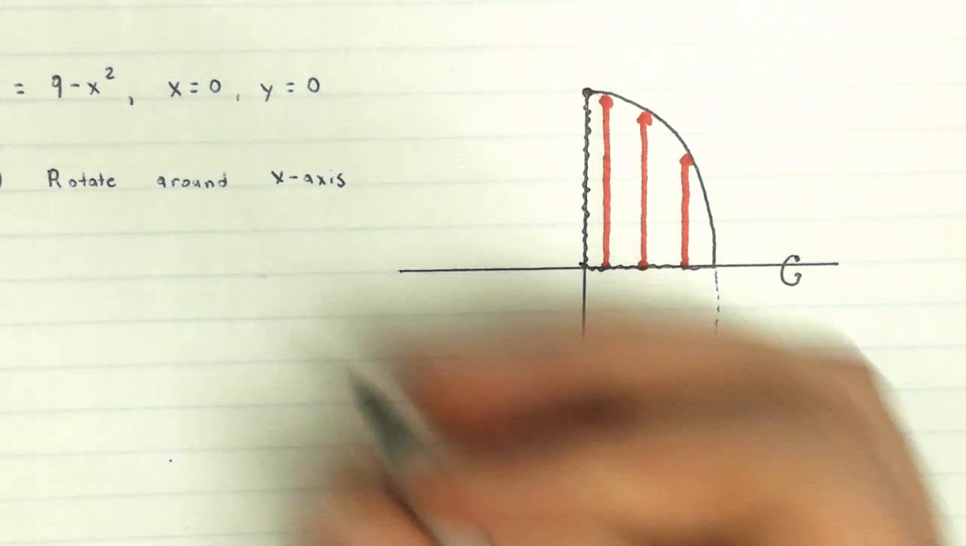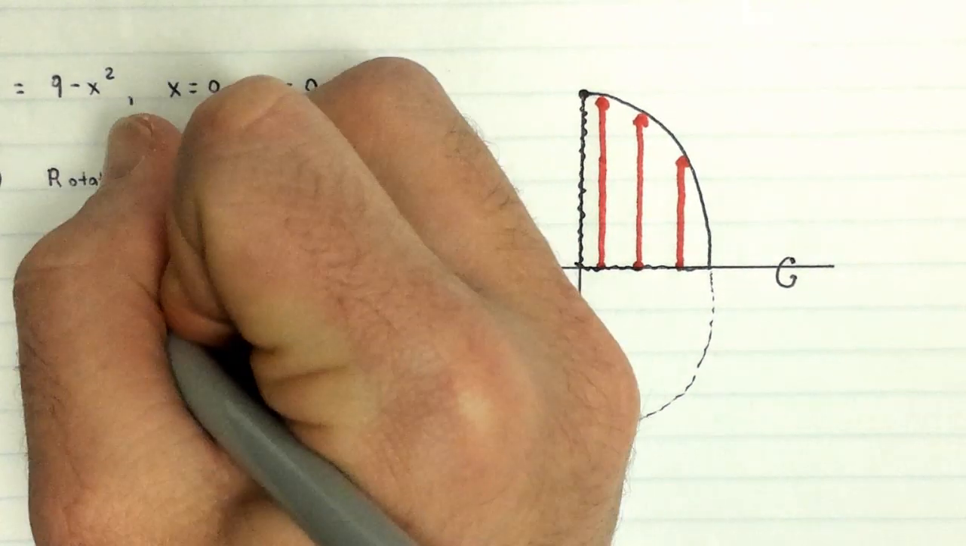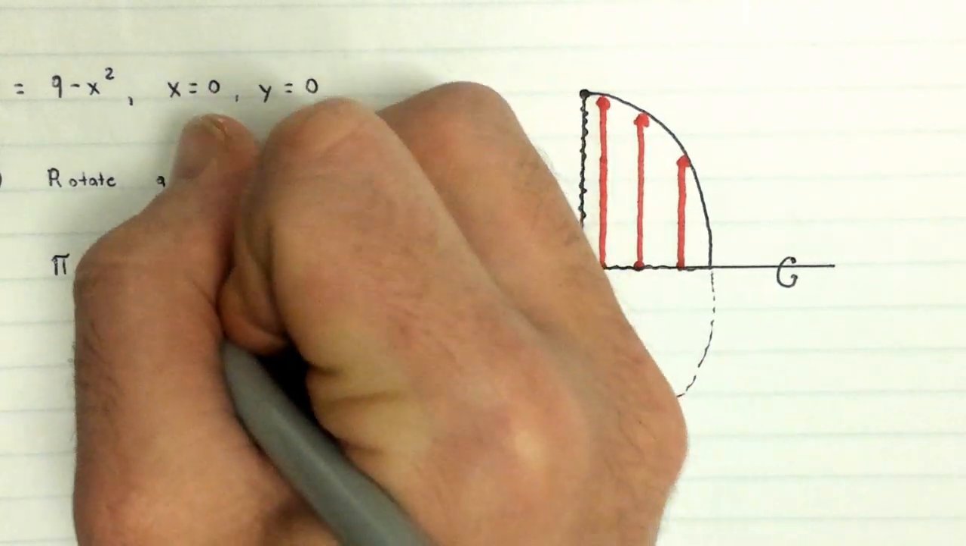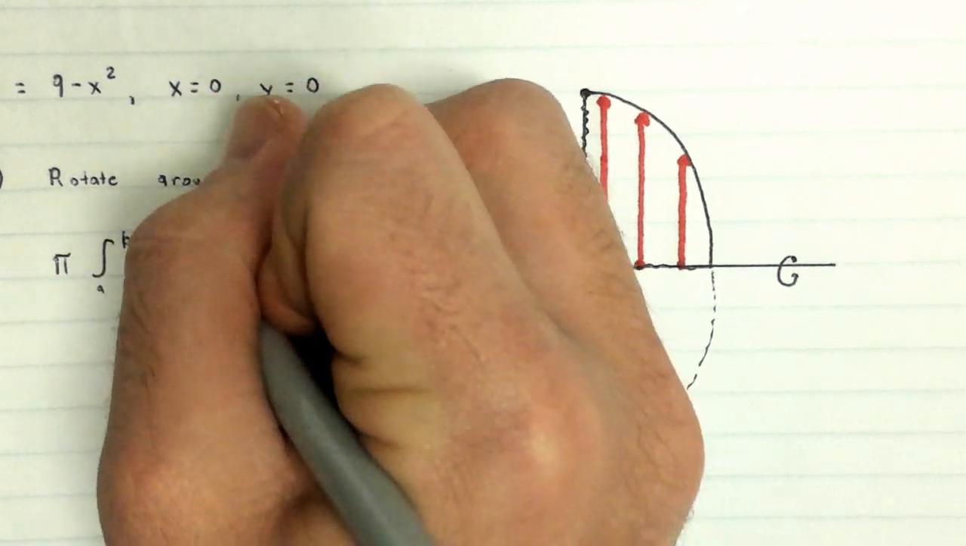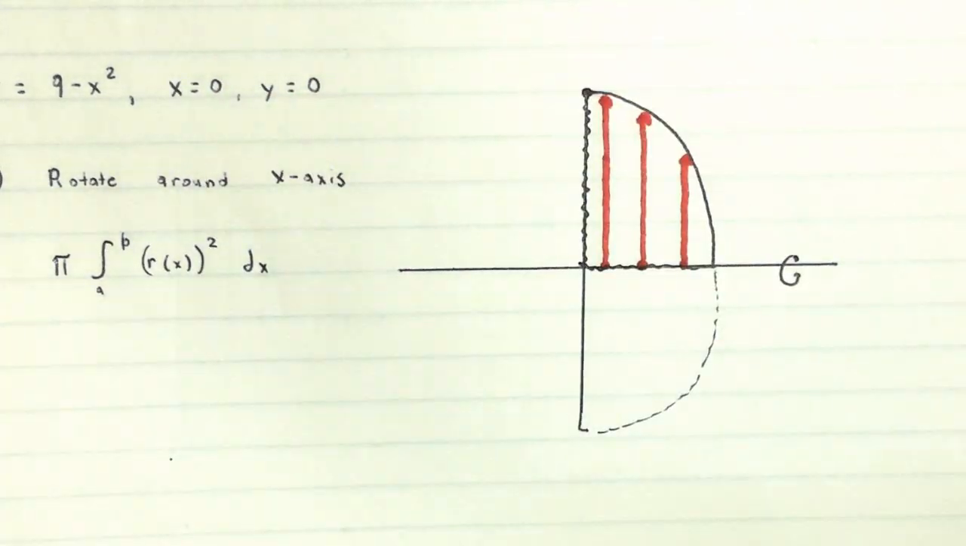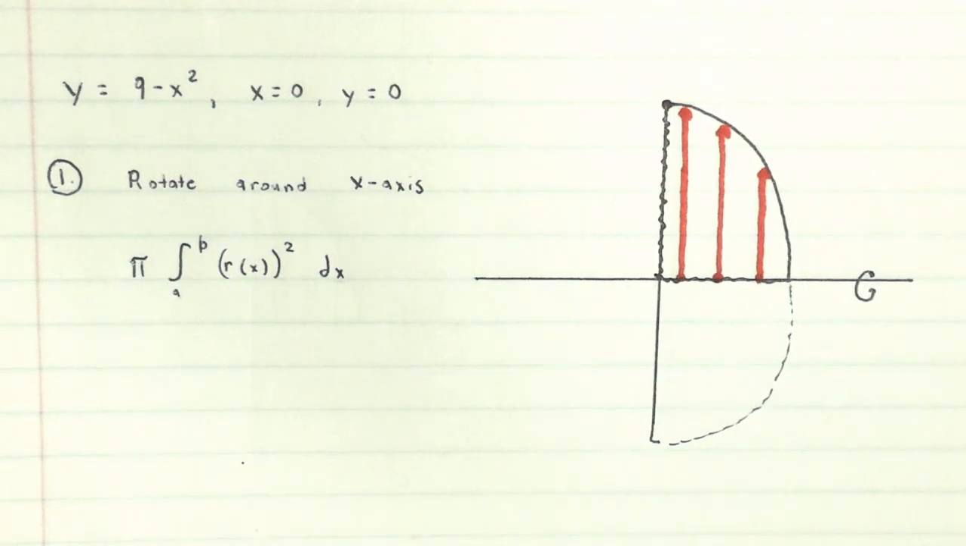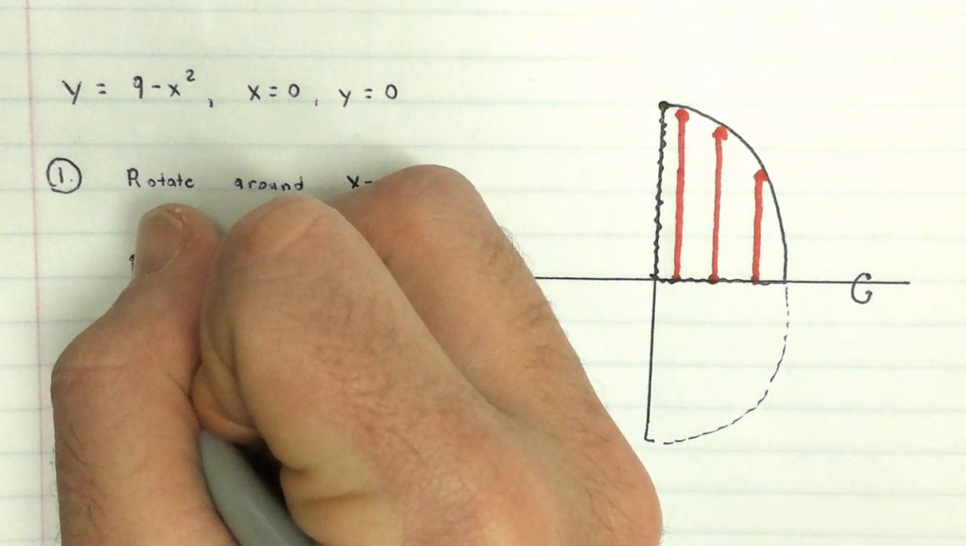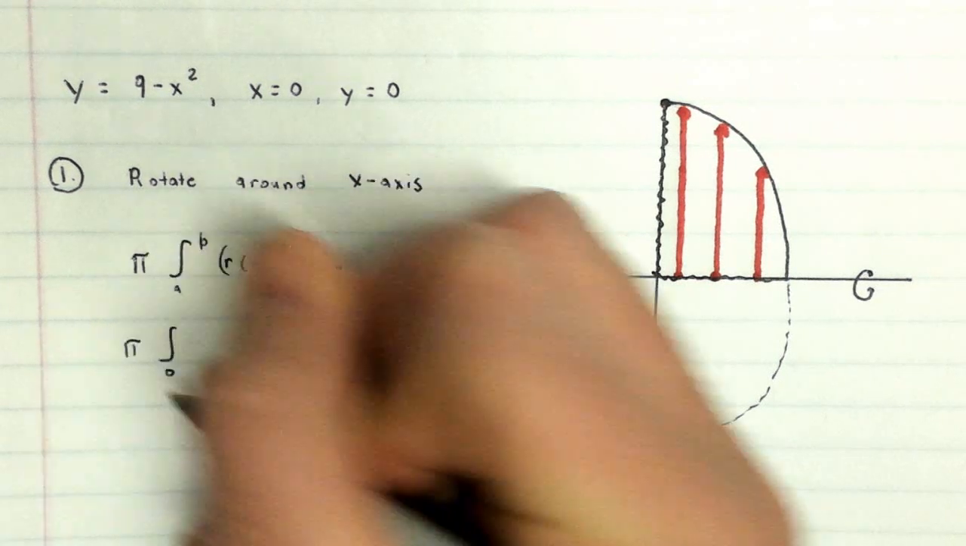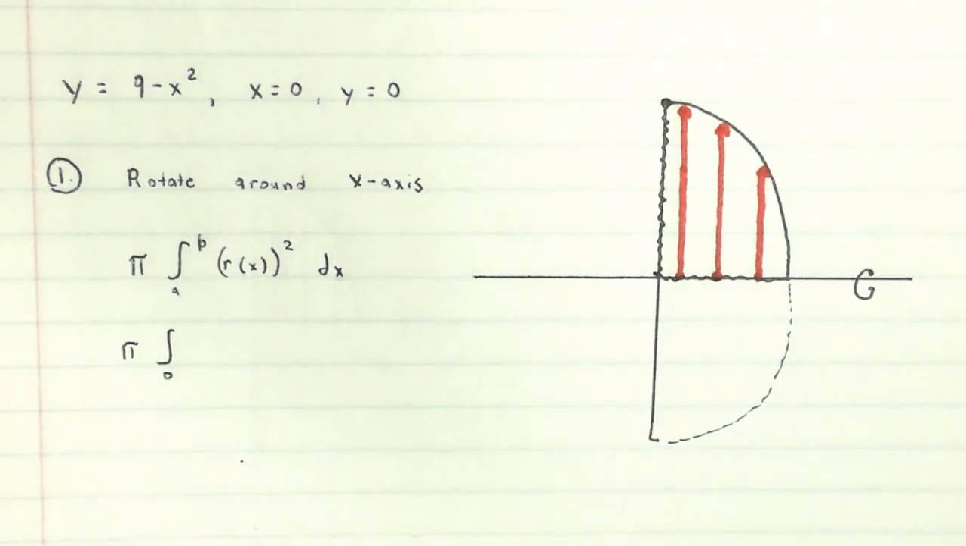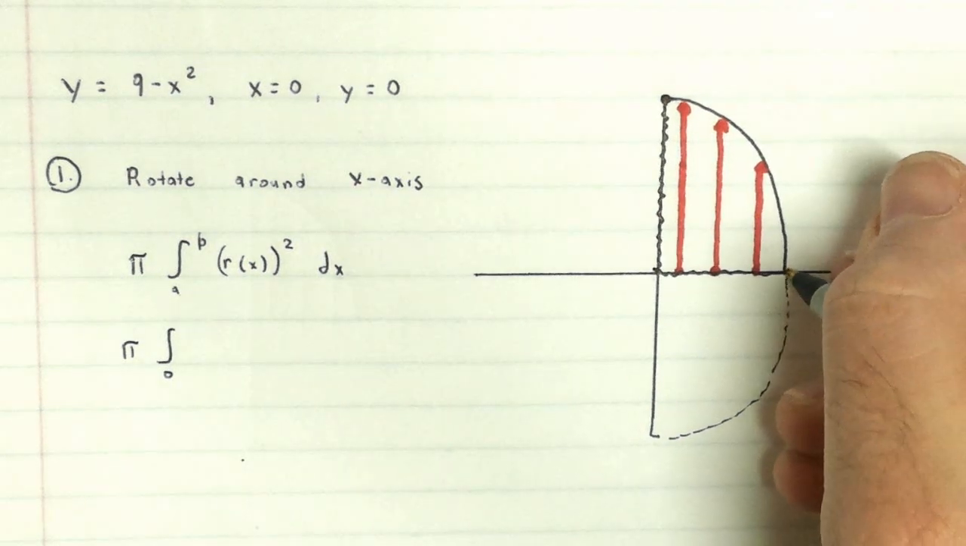The equation for this is just pi integral a to b of the radius squared dx. Let's start with our bounds first. I am perpendicular to the x-axis. So what variable am I dealing in terms of? X. Right. What is the starting x value of my foundation? Zero. So this is going to be pi, the integral from 0. What is the ending x value? 3. That's where I cross the x-axis, right out here.